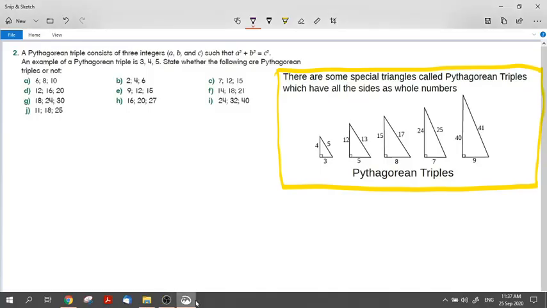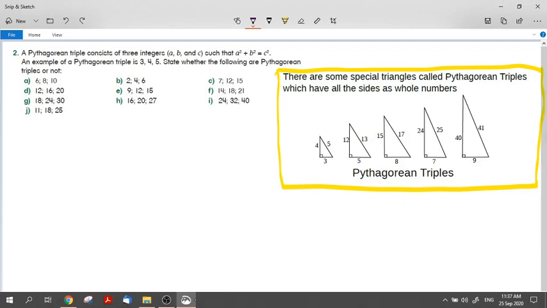Okay, this is SpotOn Maths, the activity on Pythagoras, question number 2. You may have noticed that when I gave you your piece of paper for your maths helper book, I discussed the theorem of Pythagoras with you, but on the bottom there was a little piece over here. It said there are some special triangles called Pythagorean triples which have all the sides as whole numbers.